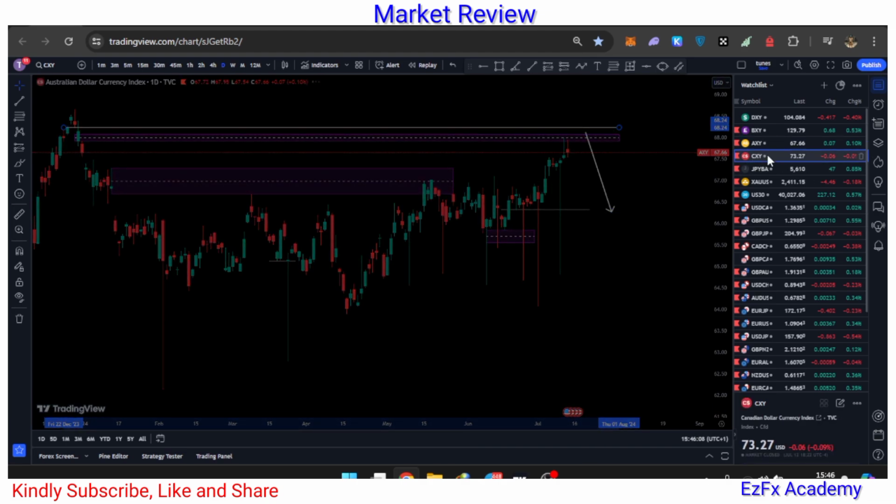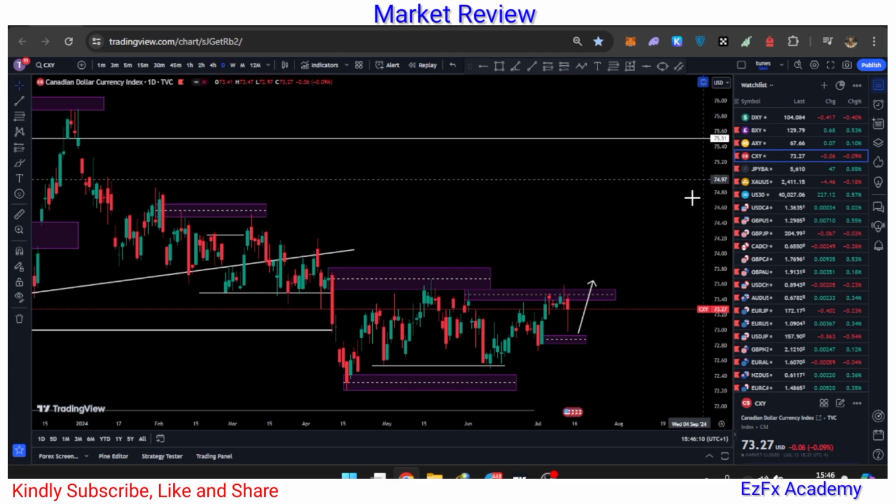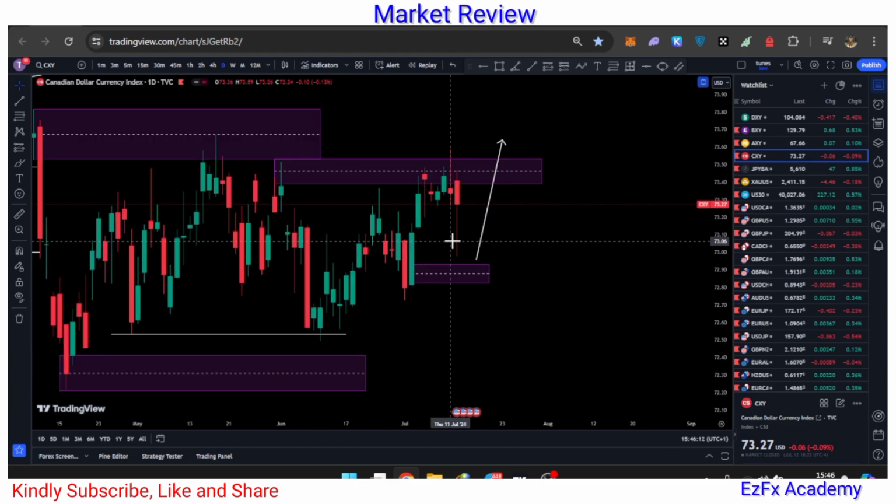For AXY, let's quickly look at the Canadian Dollar Currency Index, CXY. During the course of last week, we were expecting CXY to be bearish, and we got to see that happen quite fairly well. We also got to notice this move.